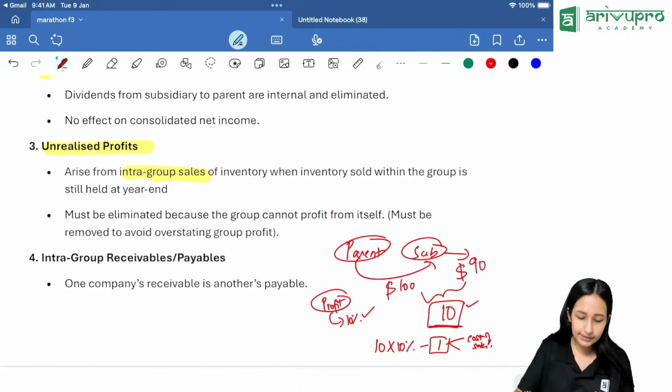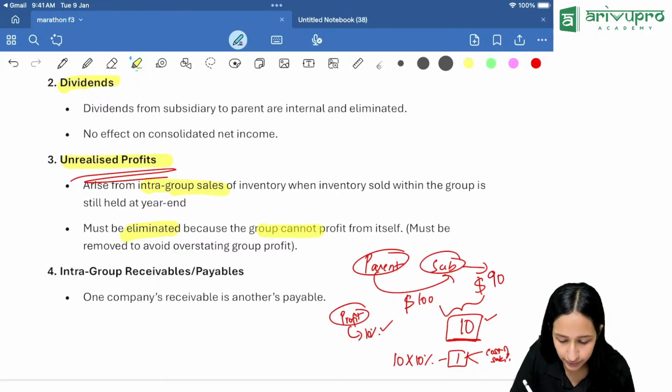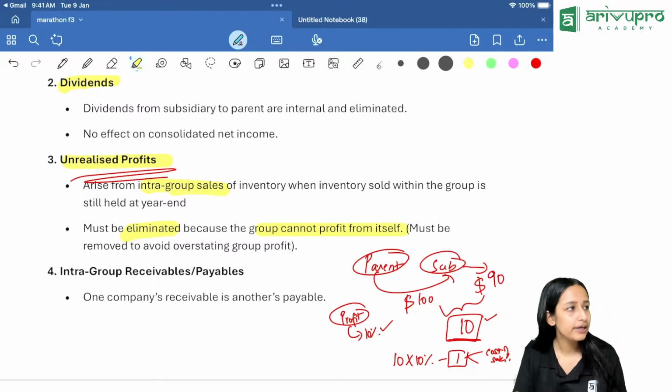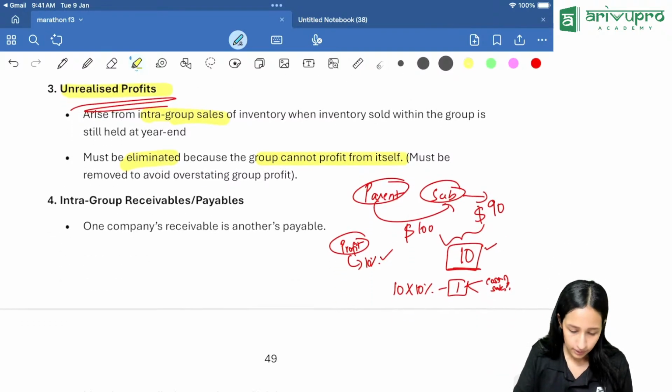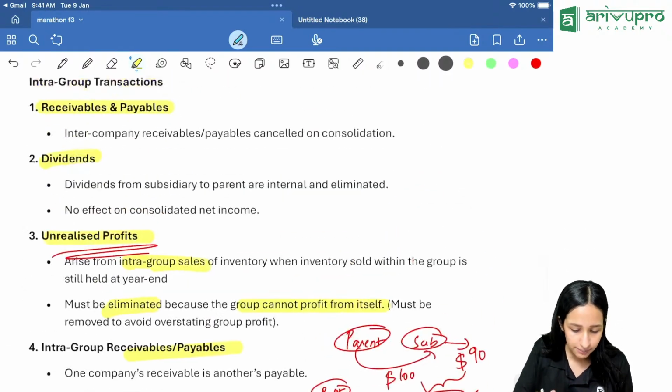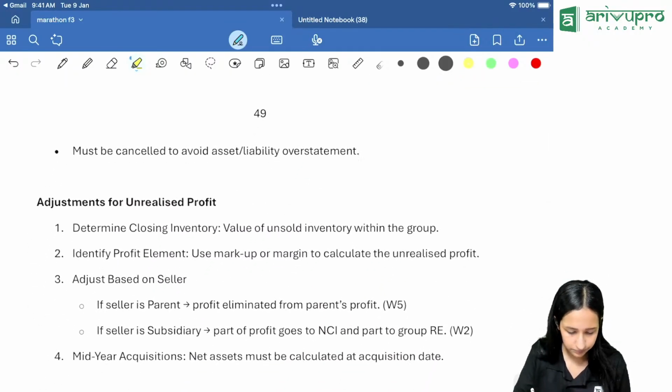Okay, that is unrealized profit. It should be eliminated because group cannot profit from itself. It should be removed to avoid overstating it. Okay, intra-group receivables and payables, we have already mentioned, that should be eliminated.